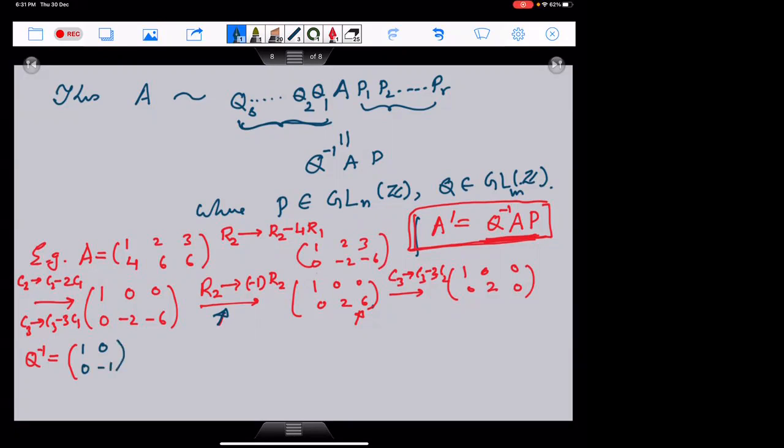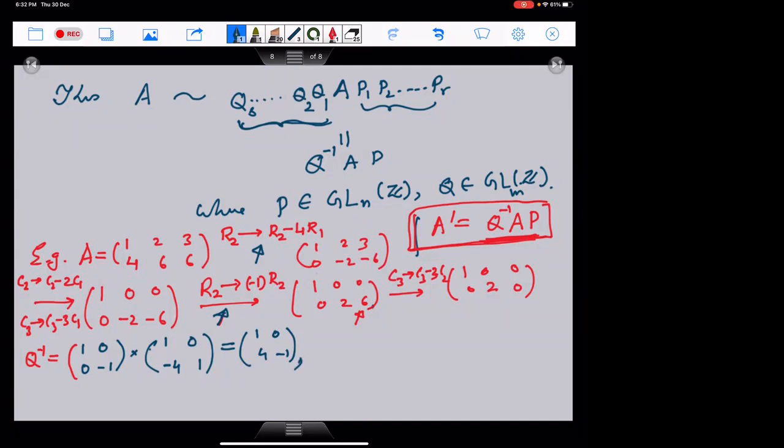Is it okay? This is the matrix which, when I multiply it with the previous matrix, I get the next matrix. This is corresponding to which matrix? Can anybody tell me? First row nothing is done, so I write like this. Second one is minus 4 here, 1 here. If I pre-multiply A by this, I'll get the second matrix, 1, 2, 3, 0, minus 2, minus 6. Is it fine? Yes. Okay. Then just multiply and see that this is 1, 0, 4, minus 1. So I have got Q inverse.